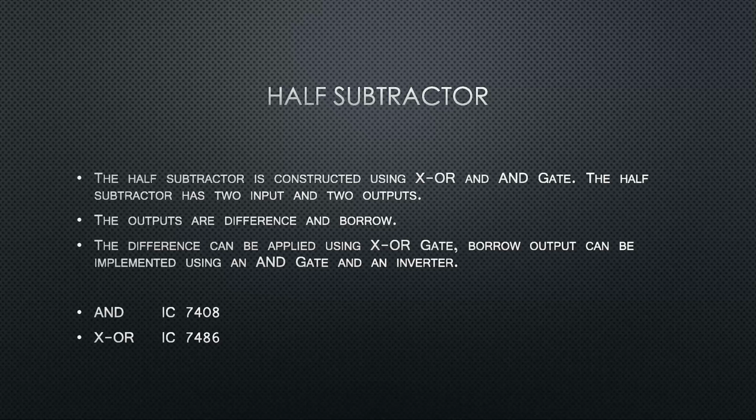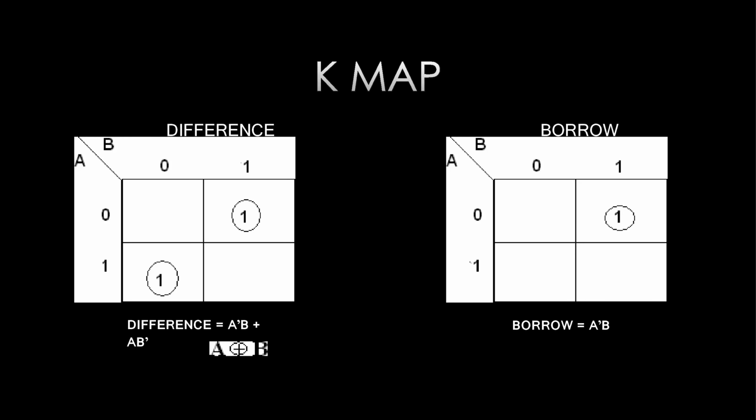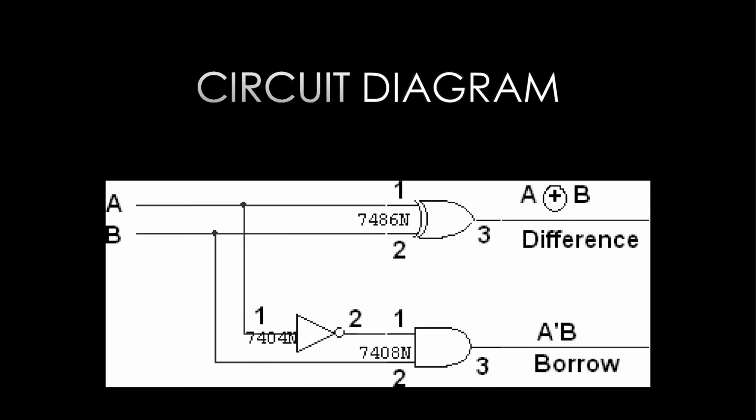The difference can be implemented using exclusive OR gate. Borrow output can be implemented using an AND gate and an inverter. And we are going to use IC 7408 for the AND gate and exclusive OR gate IC number is 7486. Next, we are going to see the truth table of subtractor, and this is the K map of subtractor, and circuit diagram.